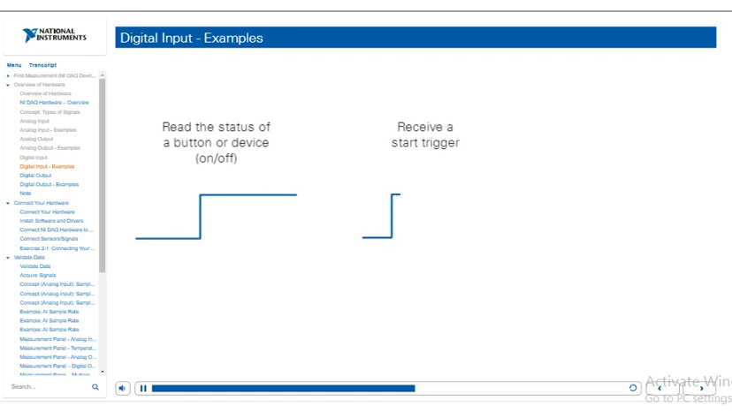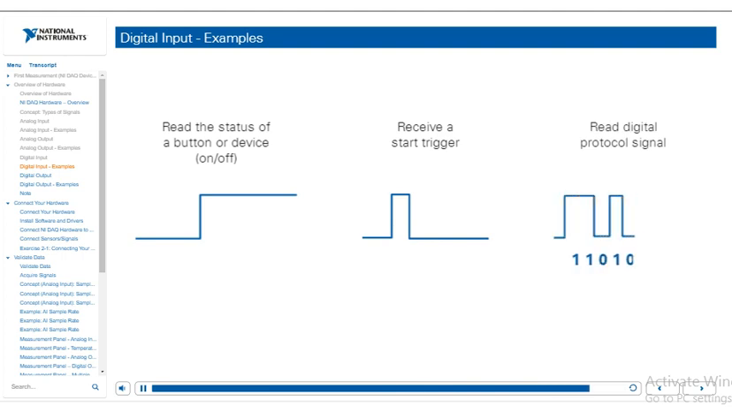This digital input example shows that your application could wait to receive a start trigger from an external digital signal before your application starts a task like acquiring data. This digital input example reads a digital protocol signal where a high voltage represents a binary 1 and a low voltage represents a binary 0.